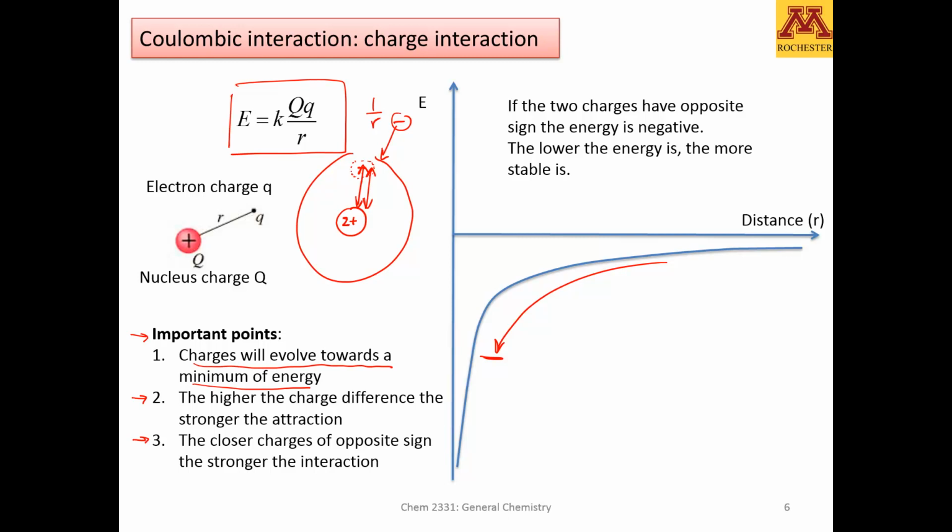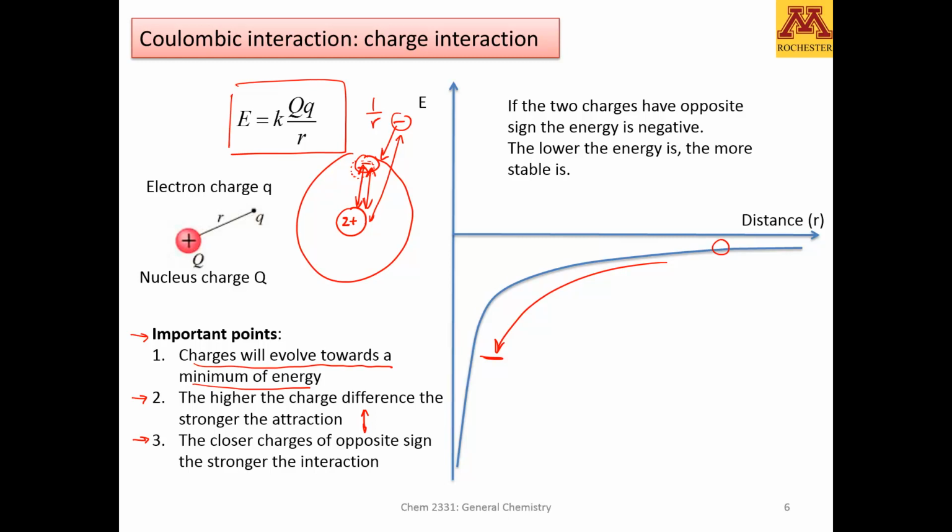this last point to remember is that the closer the charges of opposite sign, the stronger the interaction. So these two are somewhat related. This means that the attraction between this negative charge and this positive charge is larger than the attraction between this negative charge and this positive charge and this negative charge. The farther away your particle is, the smaller the attraction is.